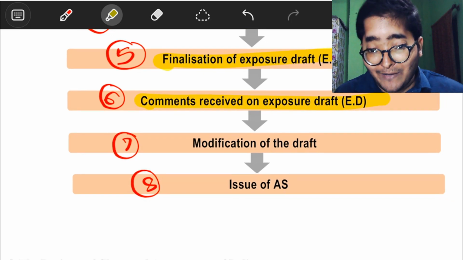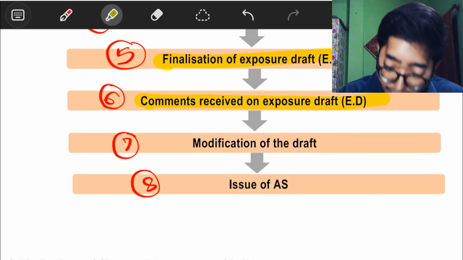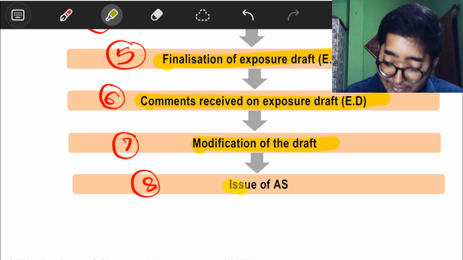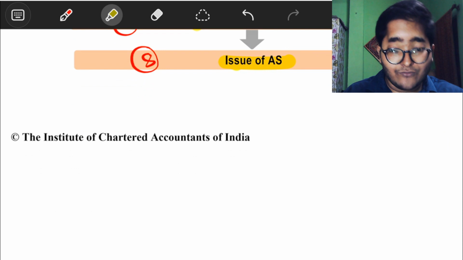After receiving the comments, the exposure draft is modified. Modification of the draft is made. And the final step is the issue of accounting standard, issue of AS.